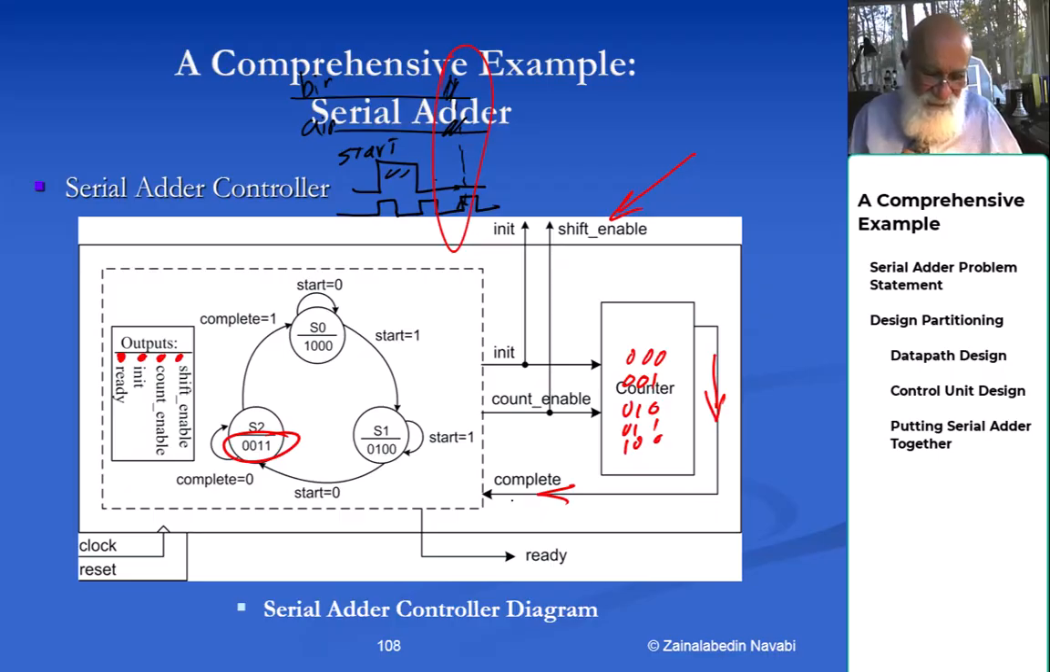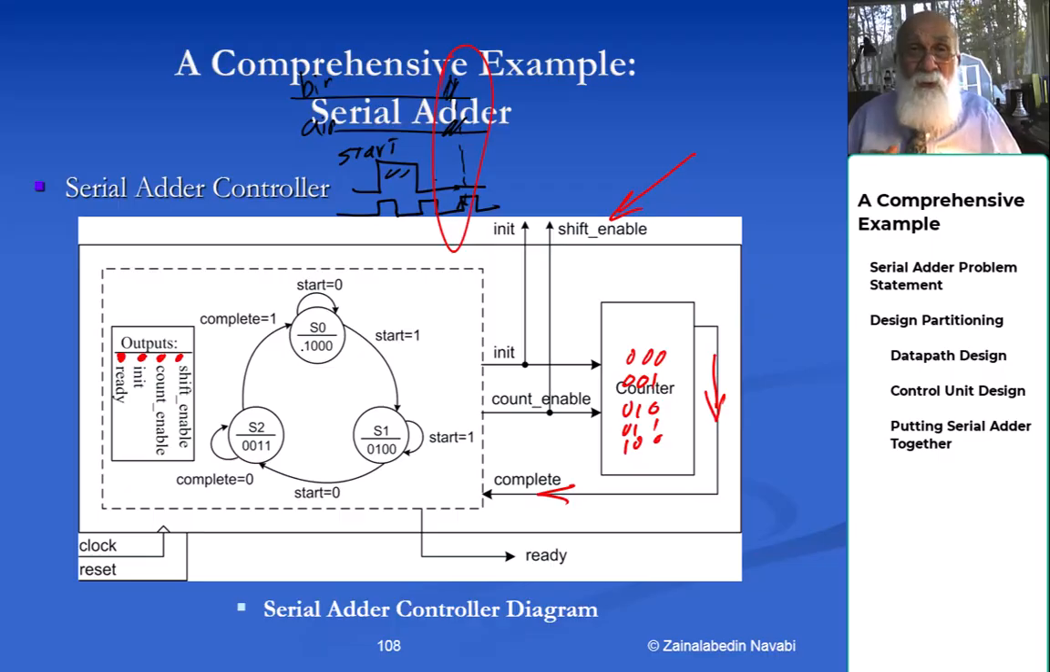As soon as this is done, my state machine from state 2 goes into state 0, and then issues ready, waits for next time that start becomes 1.